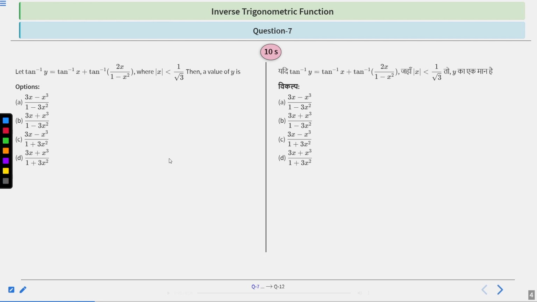So what we can do? The hint of this question is, we know that tan inverse a plus tan inverse b is basically tan inverse a plus b upon 1 minus ab, right? In this way, you can try to apply the formula of tan inverse a plus tan inverse b, and after that, you can try to compare left hand side and right hand side. And in this way, you can reach the answer easily, right? So in this way, you can try to approach this question.